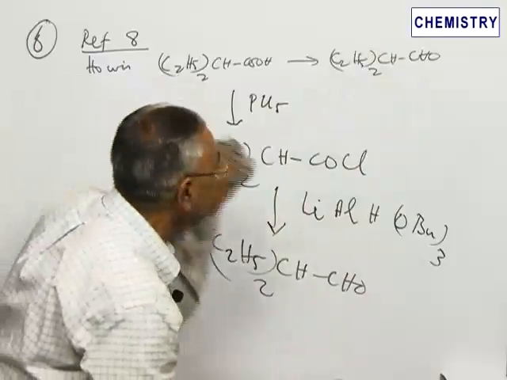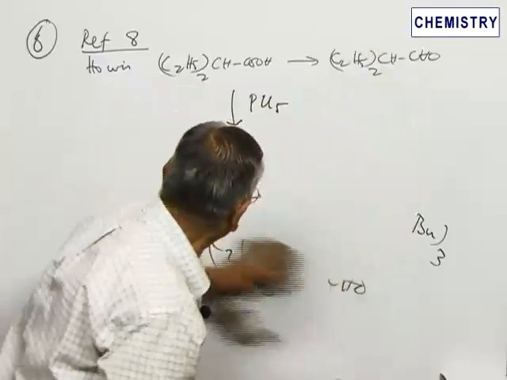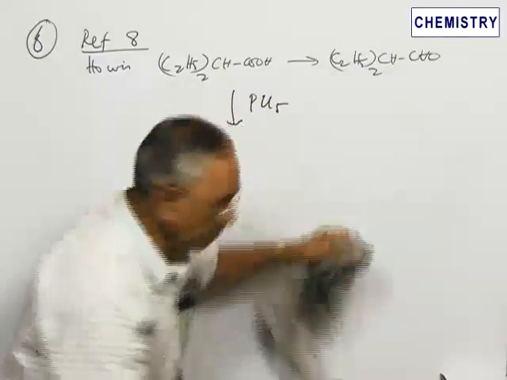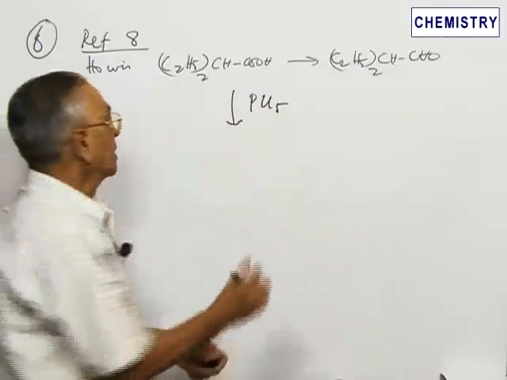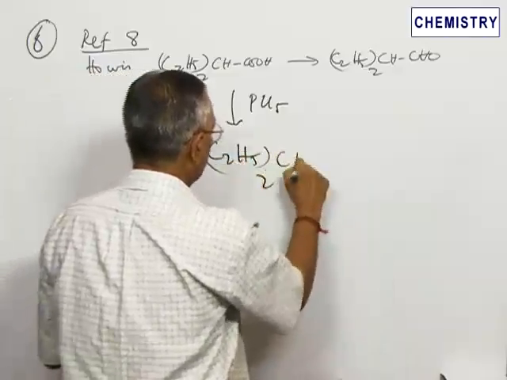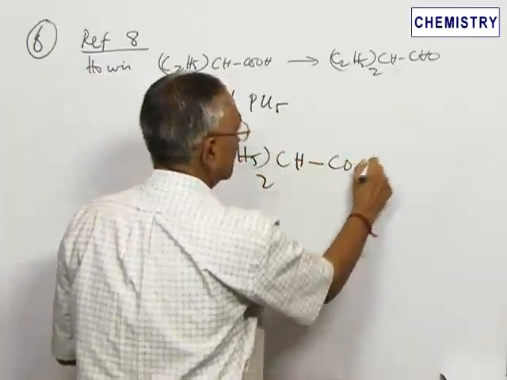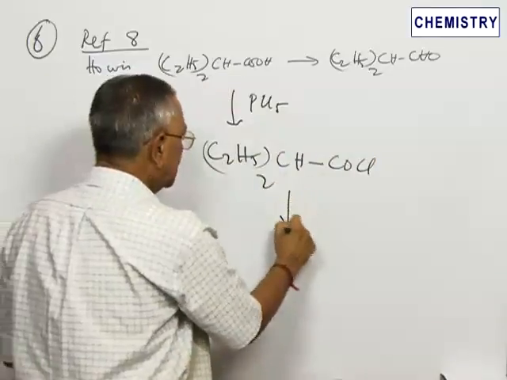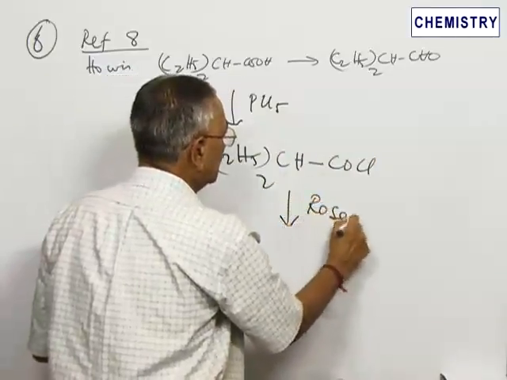There is also a third method. Up to this point it will be common. Namely, you convert this acid to (C2H5)2CH COCl. That is the same thing. After this, you reduce it by means of Rosenmund catalyst.